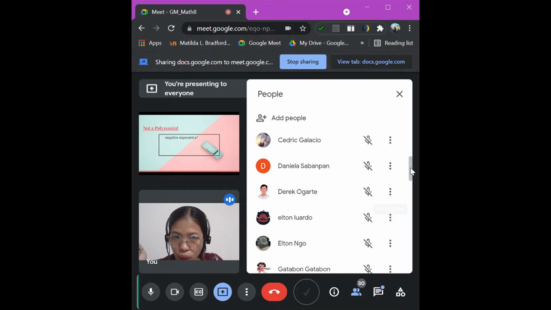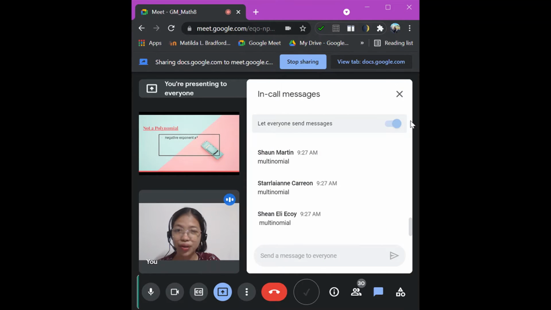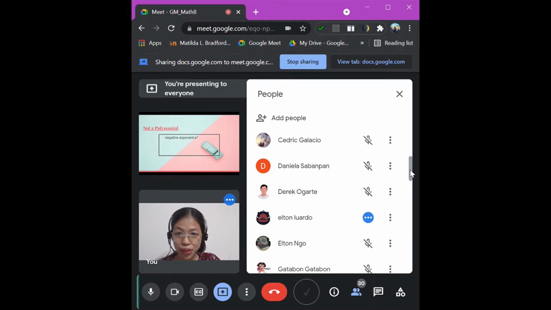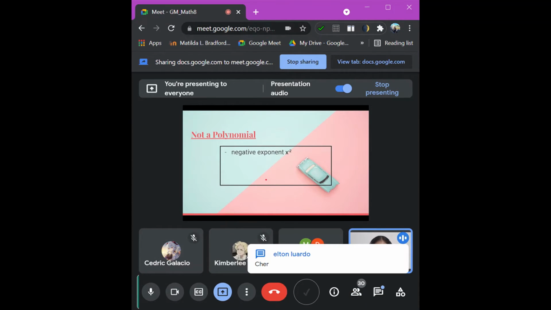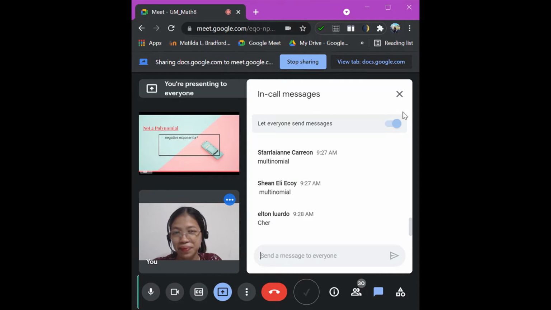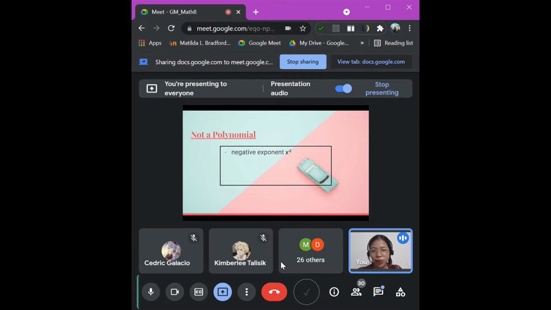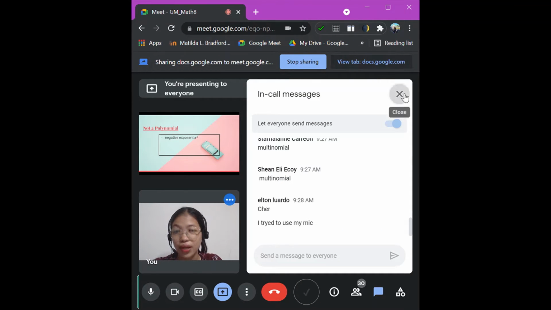Sige daw. Luardo, can you give me an example of a not a polynomial? You can turn on your microphone. Okay, wala si Luardo. Now let's proceed with Elton. Can you give a not a polynomial? Okay, naaday si Elton Luardo. Okay, ang duha ka Elton na lang, sige. I tried to use my mic. We didn't hear you, Luardo. If you can, you can send na lang sa chat. Give me an example of not a polynomial.